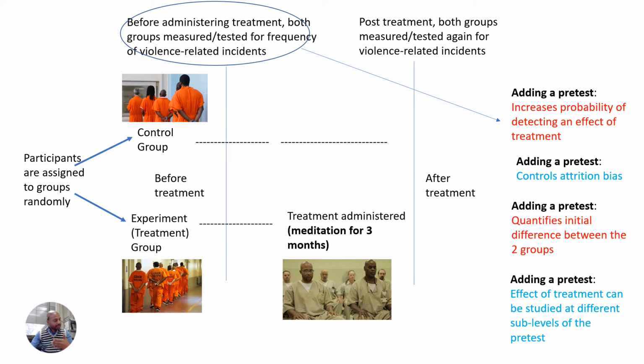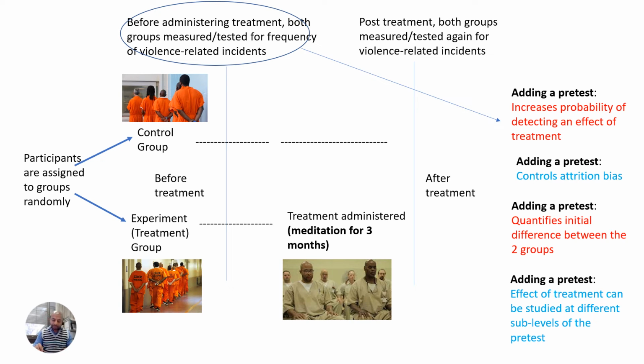And finally, adding a pretest also helps analyzing the initial difference between the two groups, and allows for studying the effect of the intervention at different sub levels of the pretest. So when you have a pre-testing and then you do a post-testing, what happens is that there could be other variables that start affecting the outcome of the research.